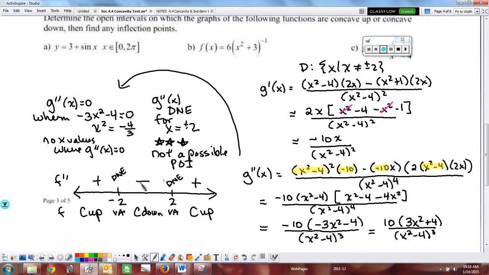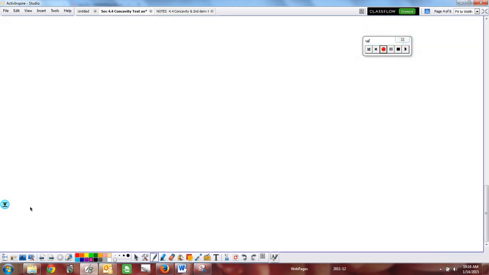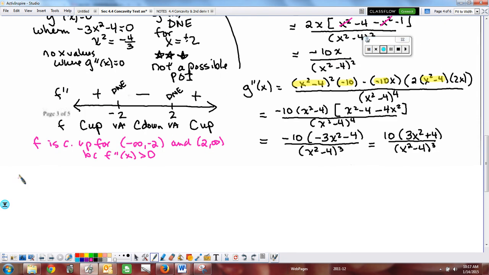So even though the second derivative switches, we are not going to say there are points of inflection at negative 2 and 2. What we would say here is we would simply answer the question about concavity, which is f is concave up for negative infinity to negative 2 and 2 to infinity because f double prime of x was greater than 0. And we will say that our f is concave down for negative 2 to 2 because f double prime of x is less than 0.